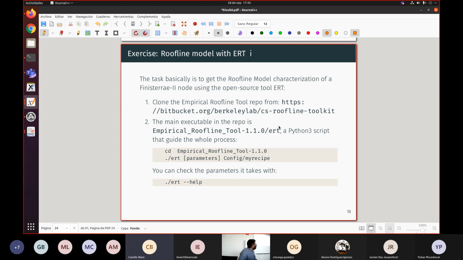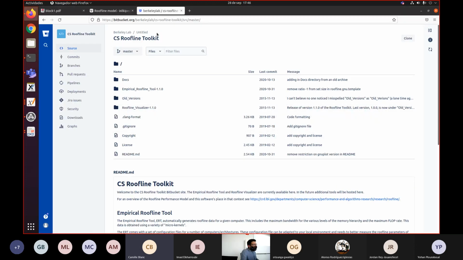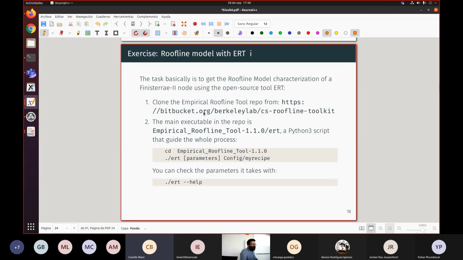The idea is that you execute this roofline toolkit in Finisterrae. That way you can also practice the use of Finisterrae, executing this. So in this exercise, the idea is that you get the roofline model for Finisterrae, just the limits of the platform, not a specific code. And this is something that this tool computes out of the box.